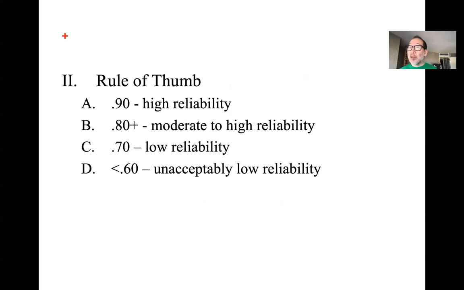As a general rule of thumb, aside from the purpose of the test, high reliability is 0.90. Think of it as an A. Moderate is 0.80, and 0.70 is low. Well, don't think of it as great, because 70 is average. But 80 is moderate to high, 70 is low, and anything lower than 0.60 is unacceptably low reliability.